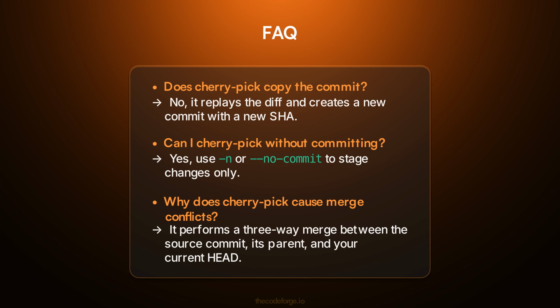To recap, always use -x, cherry-pick to leaf branches to avoid duplicates, verify conflict resolutions, and use --no-commit when you need to adjust the changes before committing.